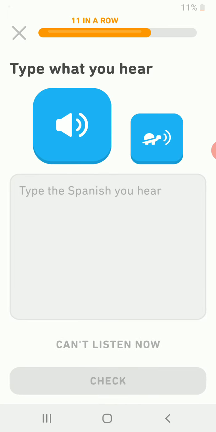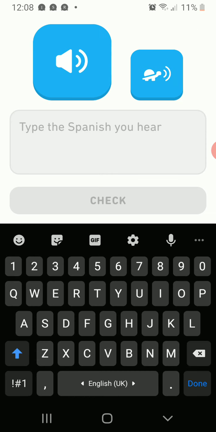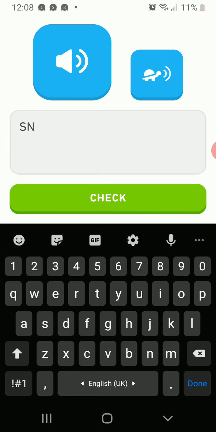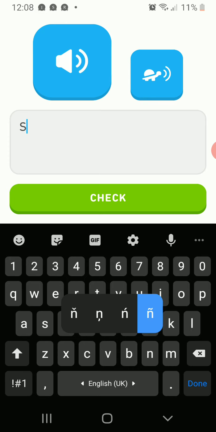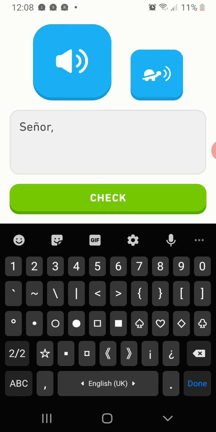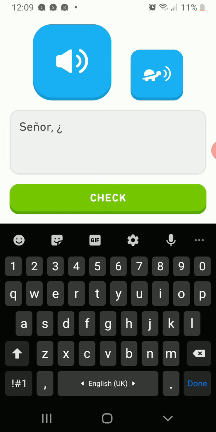Señor, ¿usted quiere esa camisa? That's a question. So, señor, you're talking, it's not el señor because you're addressing yourself directly to the person. Señor, ¿usted quiere esa camisa? The reverse, it's a question. Usted quiere esa camisa. So, do you know what is esa camisa?